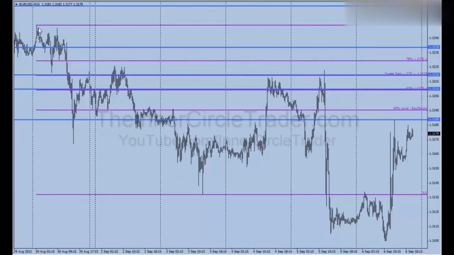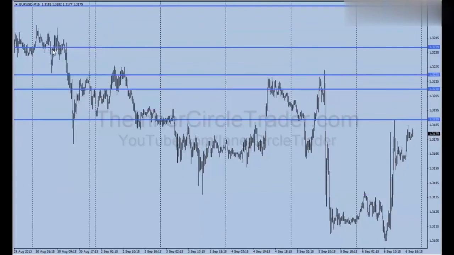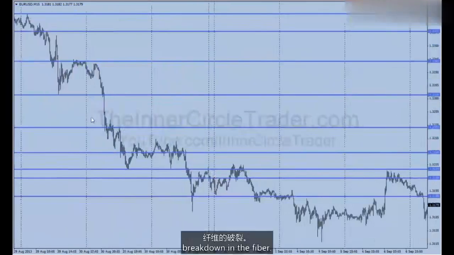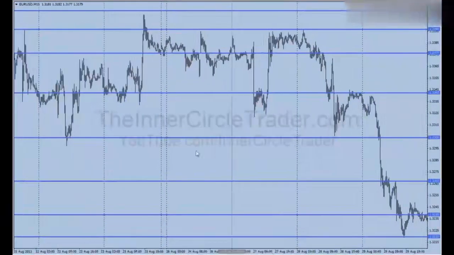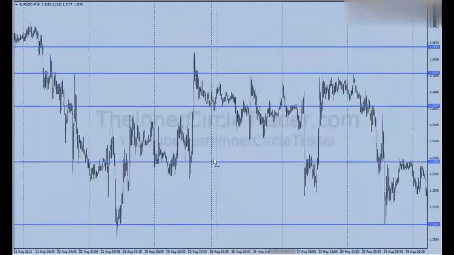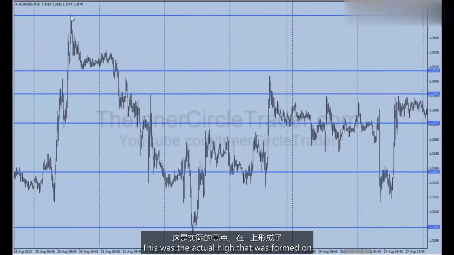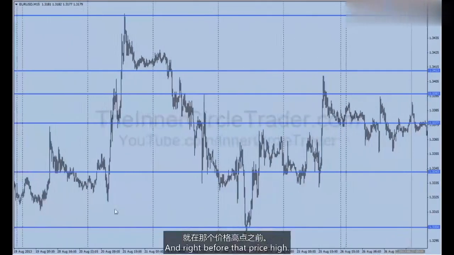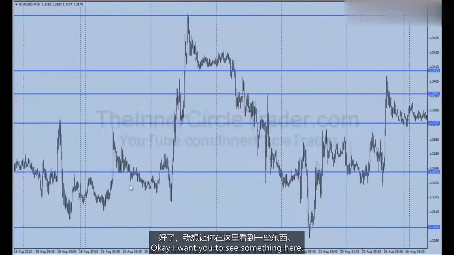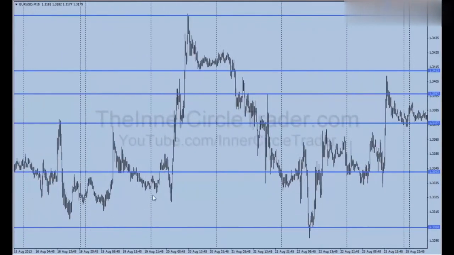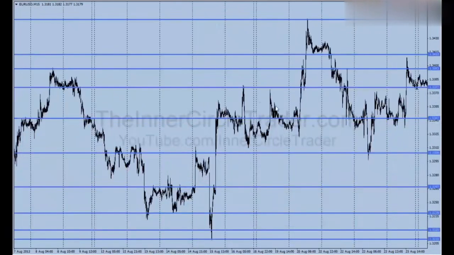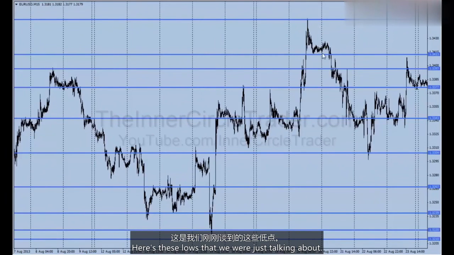Okay, the breakdown in the fiber, or EUR/USD as we would commonly hear it referred to, this was the actual high that was formed on the fiber. Then we traded lower, and right before that price high, I want you to see something here. See this low? Let's zoom out just one stage. Here's the high, and here are these lows that we were just talking about. The market broke those right there.